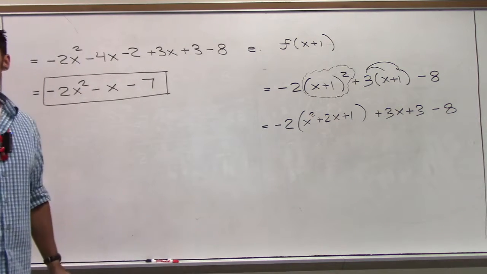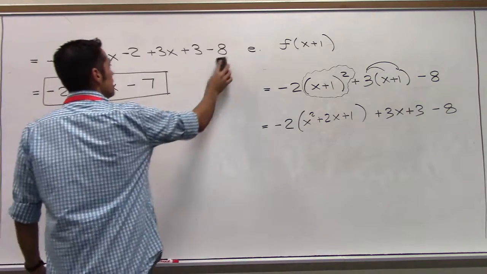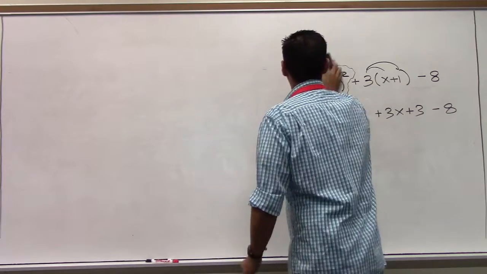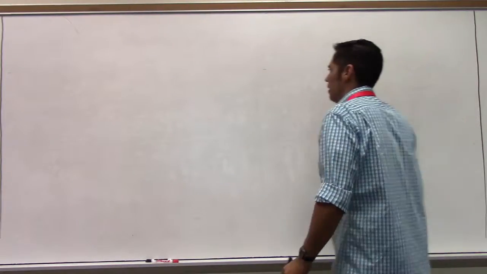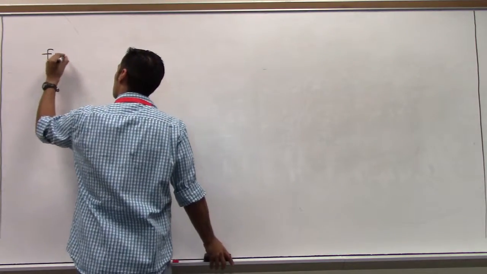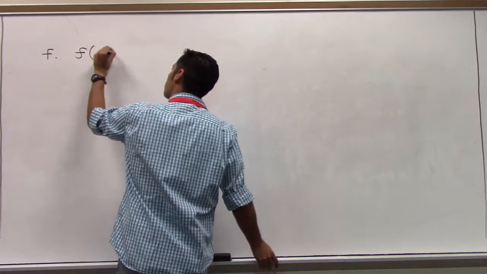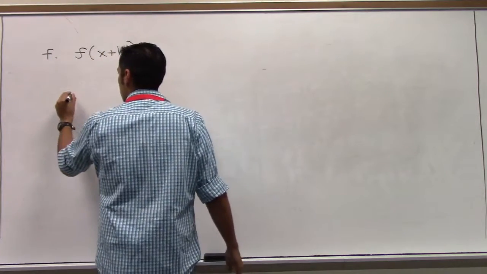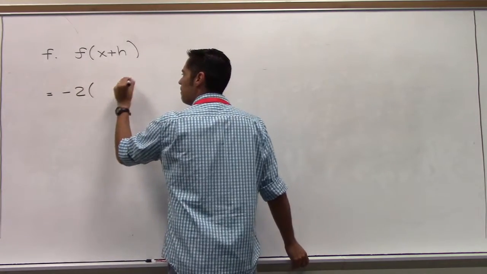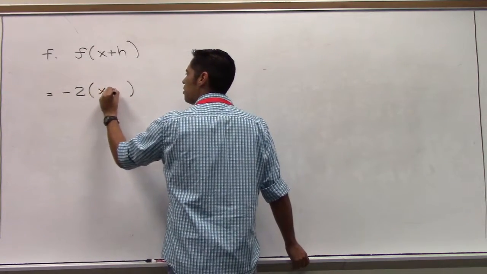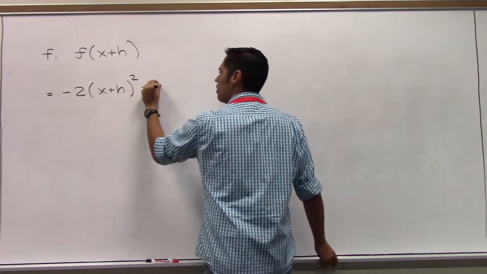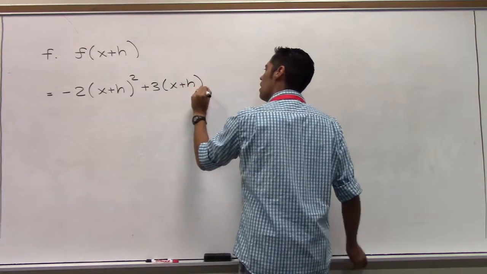All right, now the next one is the most important one because it's the one that you're going to see a lot of in calculus and in this class. You have to be able to do this one. So f of x plus h. So this would be negative 2, then in parentheses, x plus h. That's just like the x plus 1 we just did, right? But instead of 1, it's h. Plus 3 times x plus h. And then minus 8.